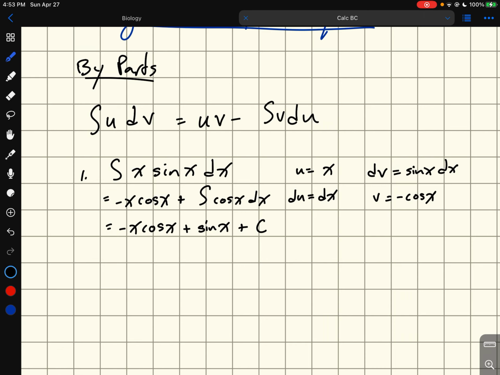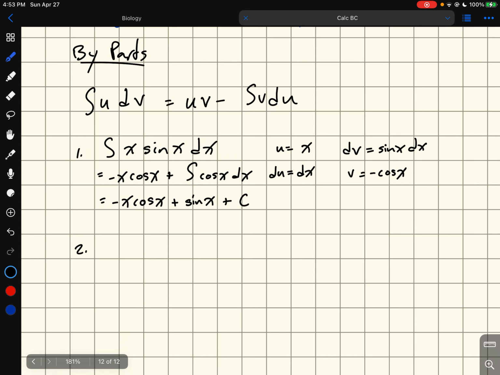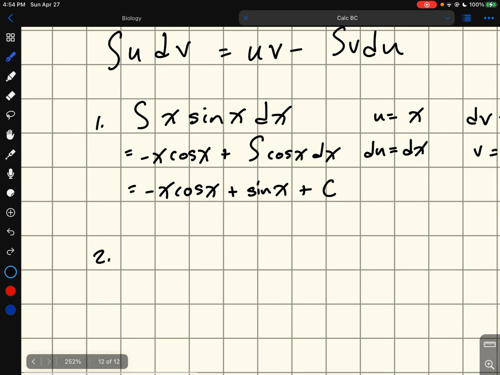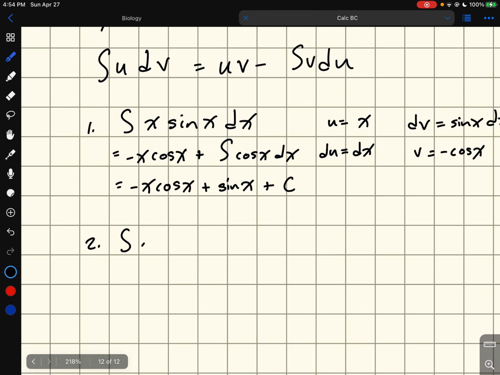Now let's take a look at another question similar to this. So I said that you want to have the one that isn't cyclical as your u, so you can take the derivative of it. But what happens when both of them are cyclical? So let's say I have e to the x sine x dx. So now you can see e to the x, no matter what you take the derivative, it's always going to be e to the x. And then sine of x, no matter what, it's always going to rotate between sine, cosine, and negative sine, negative cosine. So what do we do from here?